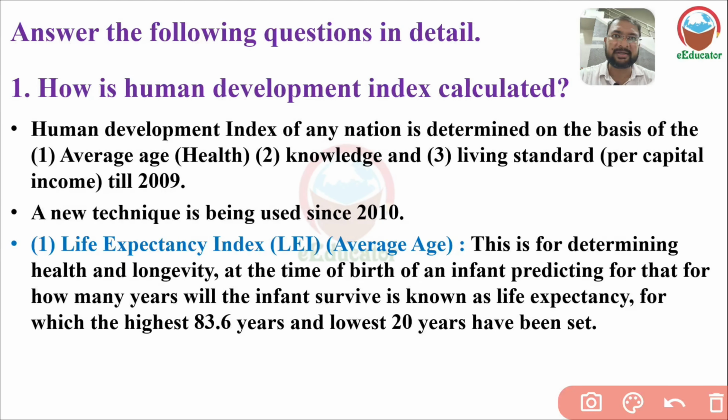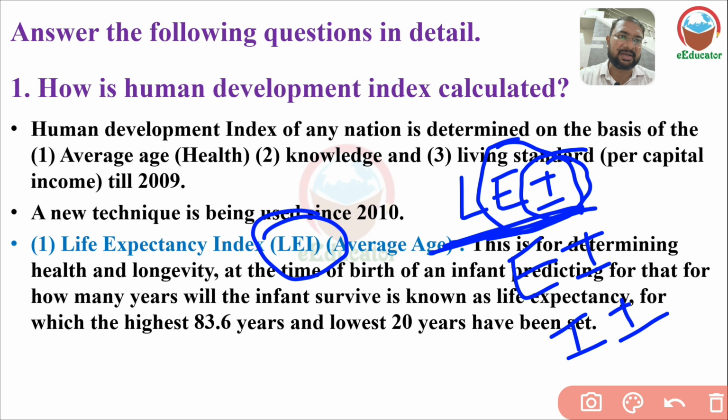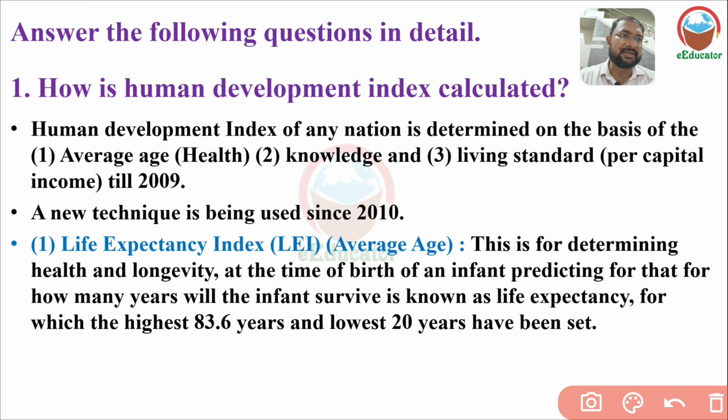Number 1 is the life expectancy index, you can call it LEI. Second is the education index, EI, and third is the income index, II. So to remember: LEI, life expectancy index; EI, education index; and II, income index. These three criteria have been used since 2010 to calculate the human development index. Let us discuss them in detail.